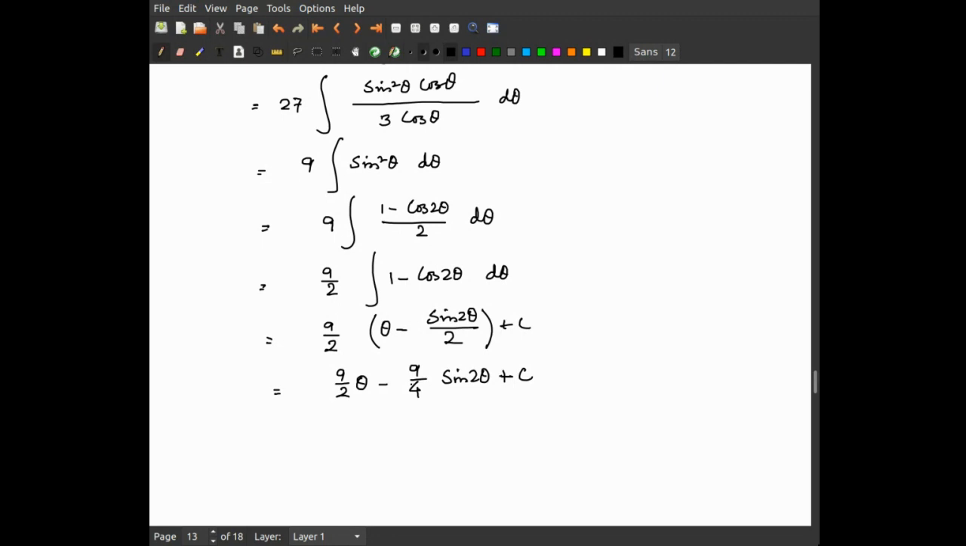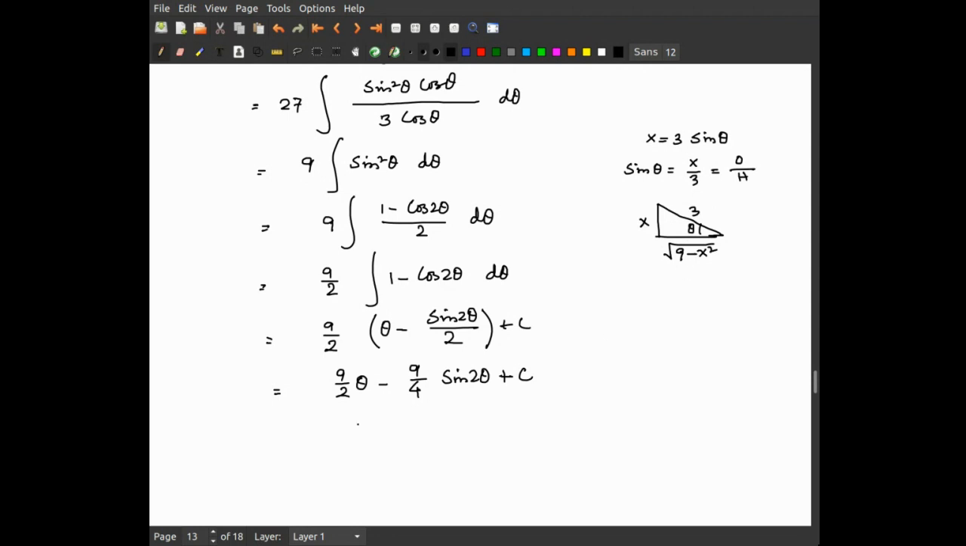We have to go back to our x. How to do this one? Let's do that. We started with x equal to 3 sine theta. From this one, we can write that sine theta equal to x over 3. So we know that sine theta is opposite by hypotenuse, right? So if I find a triangle where this is theta, then opposite would be x, hypotenuse would be 3. Then the base would be the square root of hypotenuse square, which is 9, minus x square.